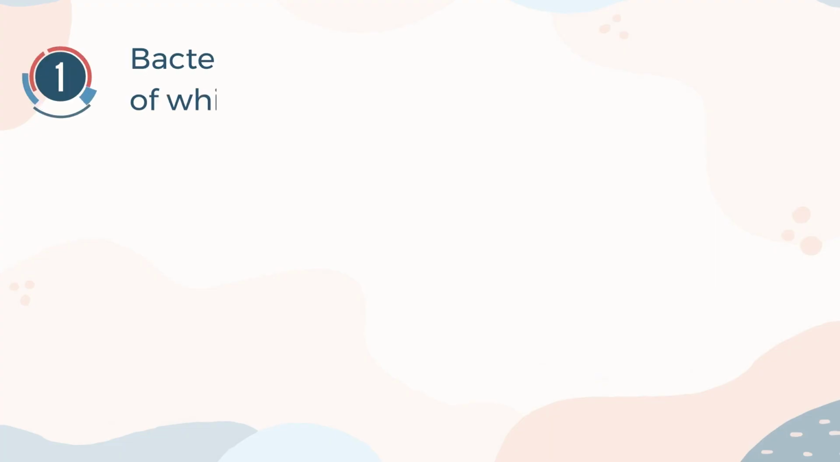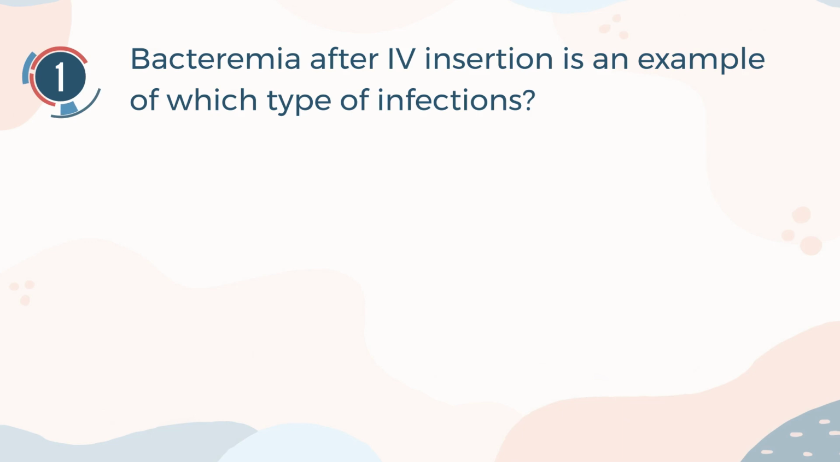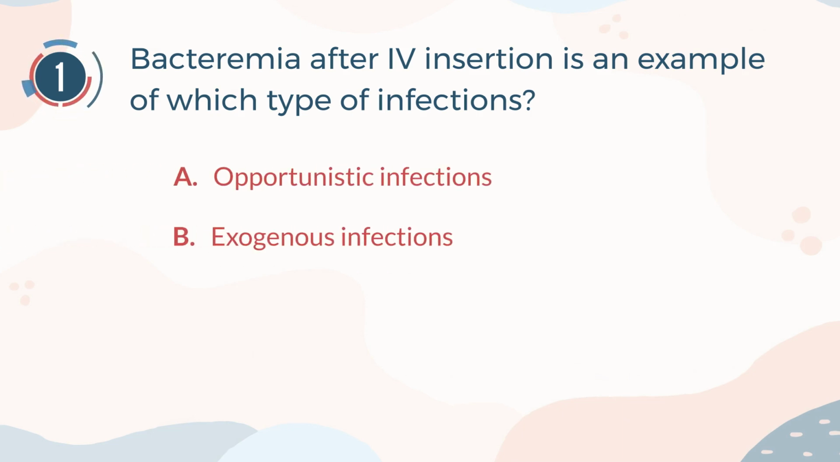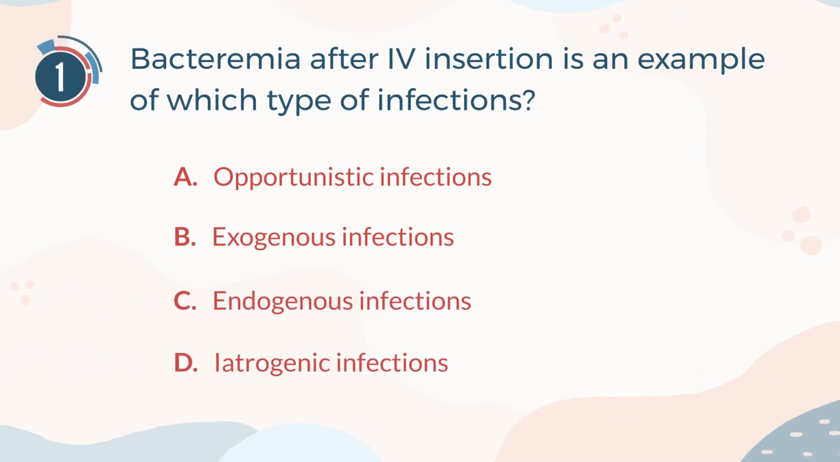Number 1. Bacteremia after intravenous insertion is an example of which type of infections? A. Opportunistic infections. B. Exogenous infections. C. Endogenous infections. D. Iatrogenic infections.